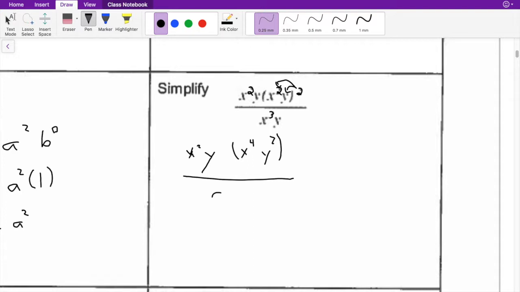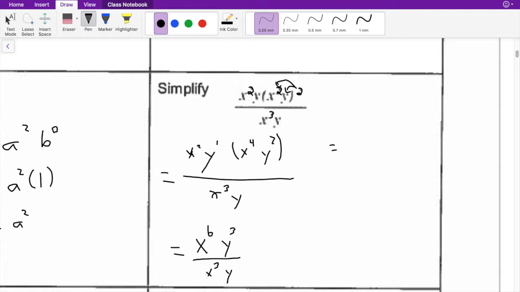All over, oh, I was going to make a different number. Let's make an x cubed, and y. Now we have multiplication here again. So we're going to add this up. So x squared times x to the 4 is going to be x to the 6. And y to the 1 and y squared is going to be y cubed. And we still have x cubed and y down here.